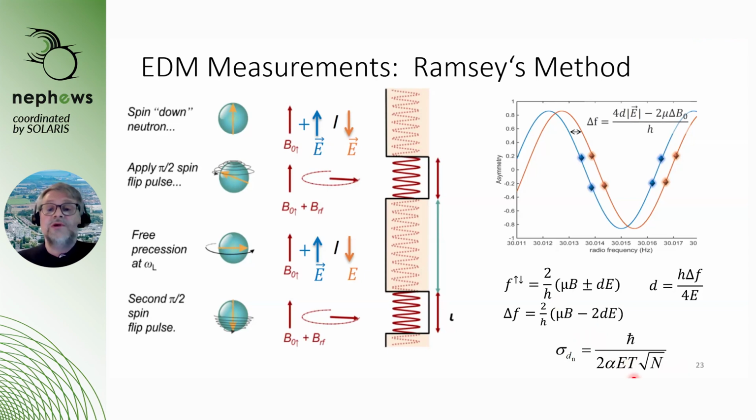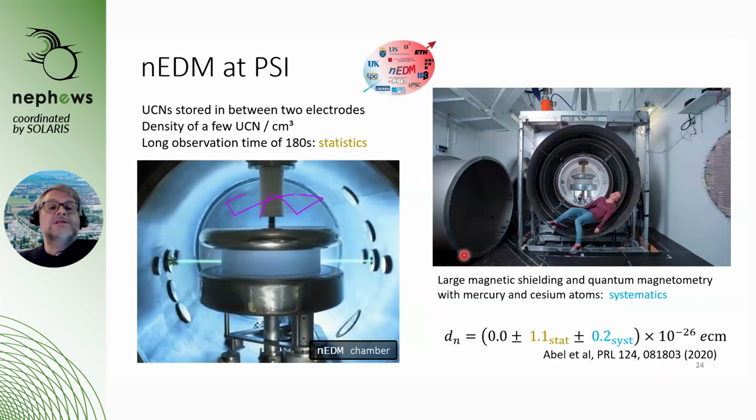Unfortunately, the sensitivity only goes with the square root of N, which means for better measurement, you need much more neutrons. And this is what is done. It has been done at PSI. So you store the ultra-cold neutrons between those two electrodes. You apply a high electric field and let the neutrons do the Ramsey cycle in here, and then they obtain, after years of measurement, an electric dipole moment which is compatible with 0, with a limit of 10 to minus 26 statistically and 2 times 10 to minus 27 systematically. The statistics is limited by the number of neutrons, and the systematics by how well you can shield magnetic fields, how uniform you can make the magnetic field inside.